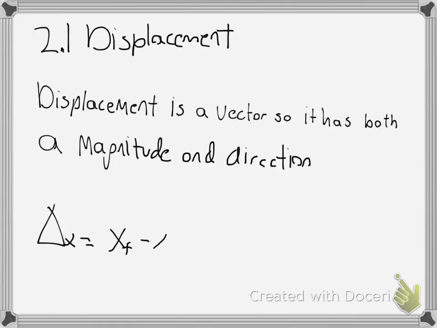And when we're solving for displacement, we use the equation that the change in x is equal to the x final minus the x initial. X is going to be our distance. Our displacement is basically going to be our direction and our distance from our initial point. So we use that by finding the final distance minus the initial distance.